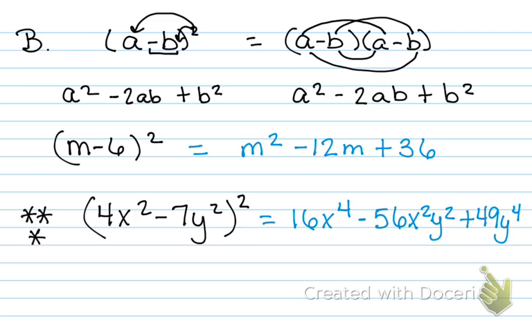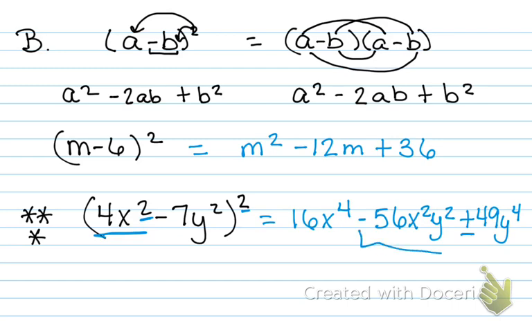So here are the answers. The first one should have been pretty easy. The second one, you have to be careful. Remember, you're squaring the first one. So 4 squared gives us 16. X squared, remember our rules when we're raising a power to a power, it's just multiplying, so we got x to the 4th. The last one, we had a negative and a negative, so that's how we got the positive. 7 squared, 7 times 7 is 49. Y squared raised to the second power gives us y to the 4th.